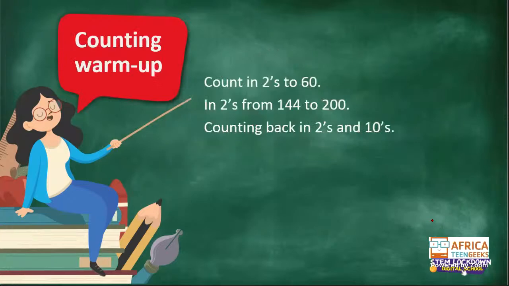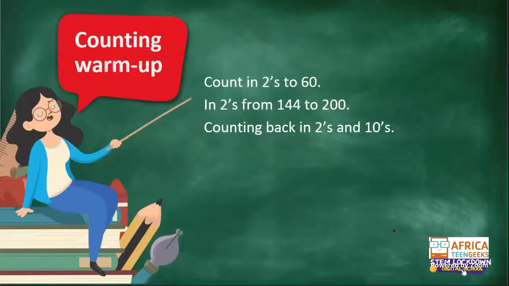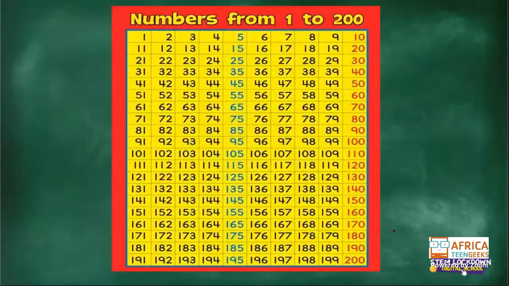Let's start the counting for today. We are going to count all together in twos up to 60. Can I please ask that you put your cameras off? If you see your camera is on, just put it off. Let's start our counting. I'm going to give you the chart today. We are going to count up in twos up to 60. Are you ready? Let's start all together. It's good and it makes our voices also warm up if we count.